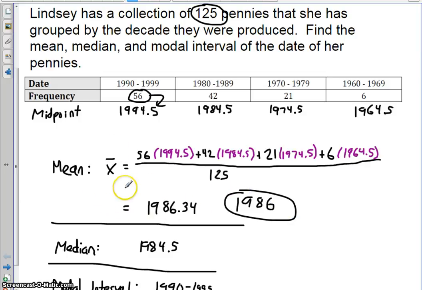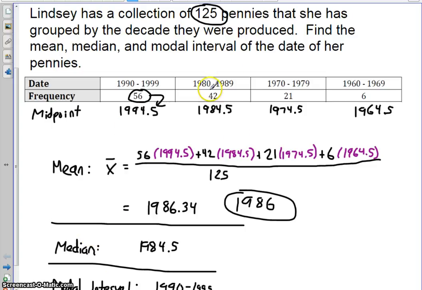The next one is for the median. There's often some confusion when you have grouped data as to what you give for the median. Do you actually give the midpoint value? Do you give the interval that the median lies within? It usually depends on the wording of what's being asked. If this had asked for the median interval, then you could have mentioned that the interval the median falls in is 1980 to 1989. However, this asks for the specific median.